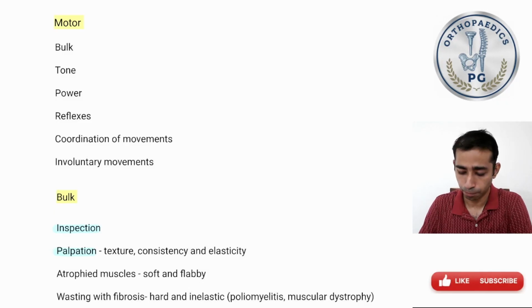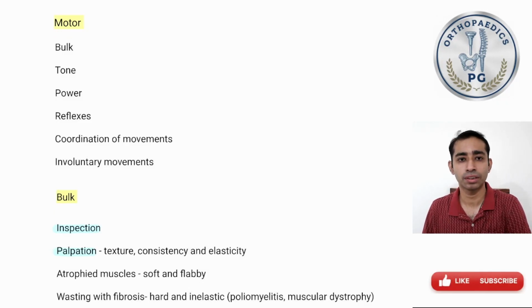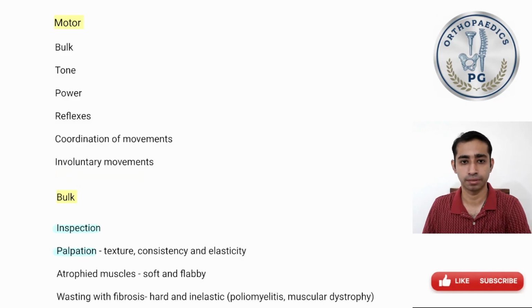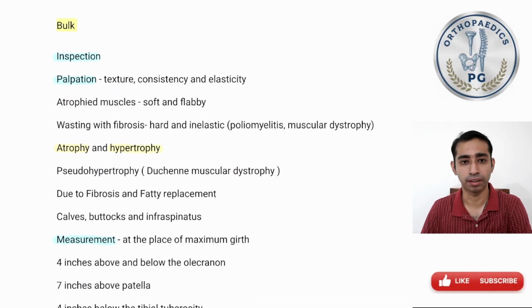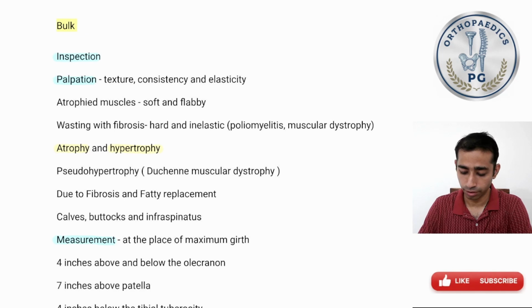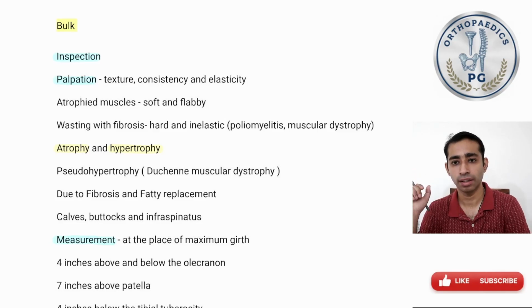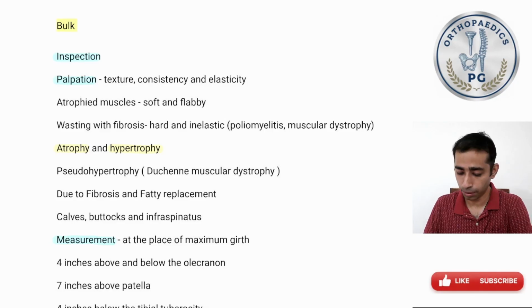Now we come to the motor system. The examination of motor system is done under the headings of bulk, tone, power, reflexes, coordination of movements, and involuntary movements. So let us start with bulk. Bulk is assessed on inspection, palpation, and measurement. In inspection, you look at the size of the muscle and try to gauge whether there is any atrophy or hypertrophy. In palpation, you palpate the texture, consistency, and the elasticity of the muscle.